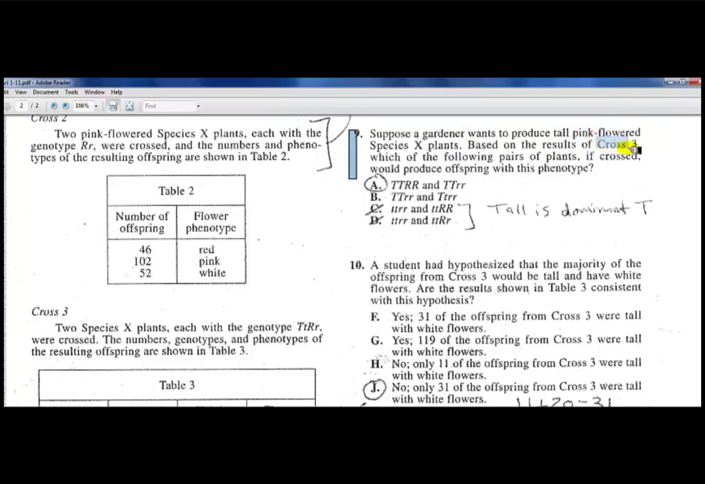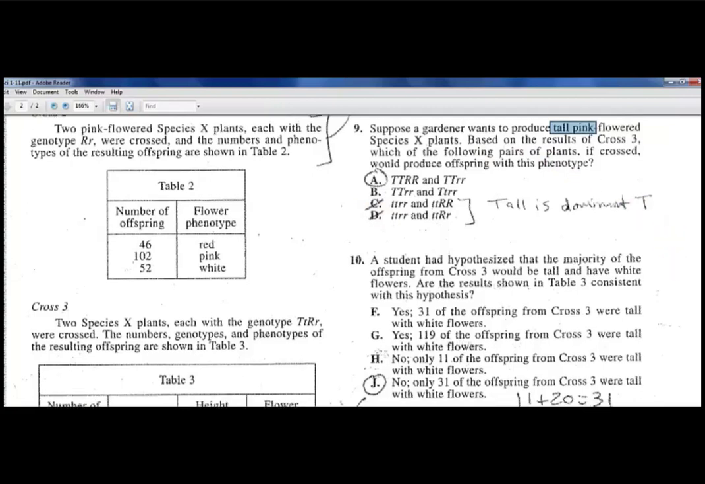First of all, we know we need to look at cross 3, so we have to find the right experiment. Number 2, we are looking for tall pink flowers. Then we need to find out what the genotype is, one of these answer choices, that will produce that. See what I did? It's basically putting it in your own words. Now, let's go ahead, get started. We're going to jump on down and take a look at cross 3.